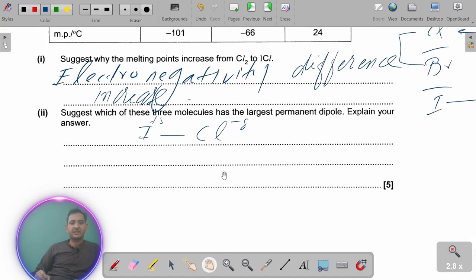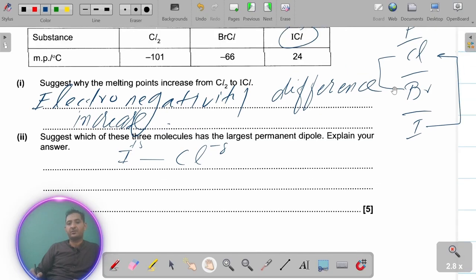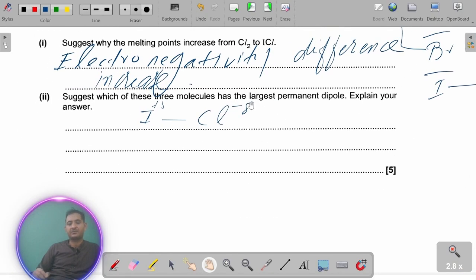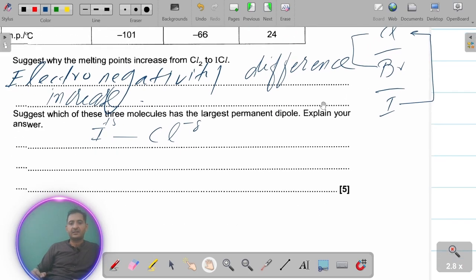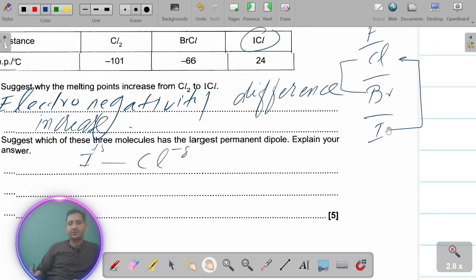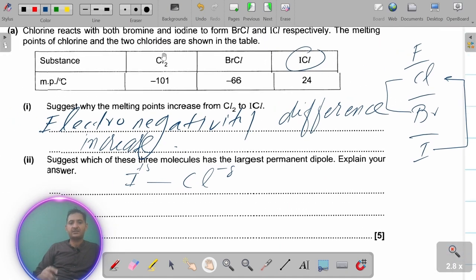Explain your answer. We can write that a large electronegativity difference is there, so this is a permanent polar molecule. You can write in detail, and you can even draw this and explain it. Down the group electronegativity decreases and there's a big difference in the ICl bond, a higher electronegativity difference as compared to the others. In Cl2 there's no electronegativity difference and it is a non-polar molecule, while BrCl is polar but weaker than ICl. So you can combine all these points. You can even discuss the melting points of these.